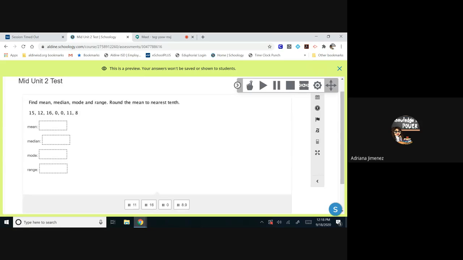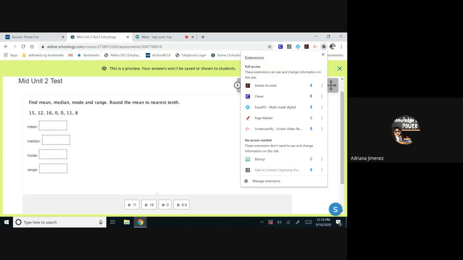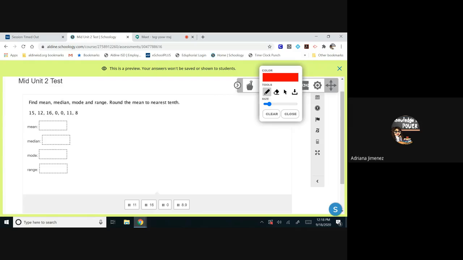All right, this problem: find the mean, median, mode, and the range. Remember, the range is from the biggest to the smallest, so the range would be 16 minus 0. The mode would be the one that you see repeat the most. The median would be the one in the middle, so you have to put them in order first.